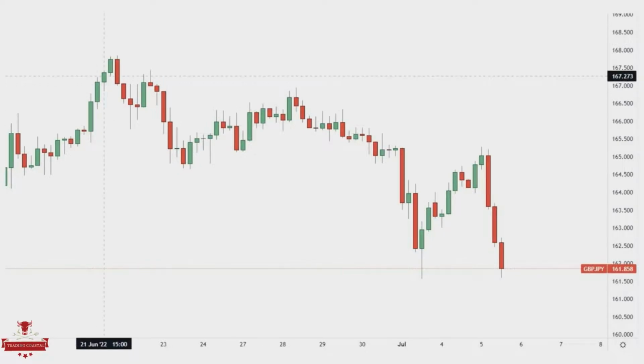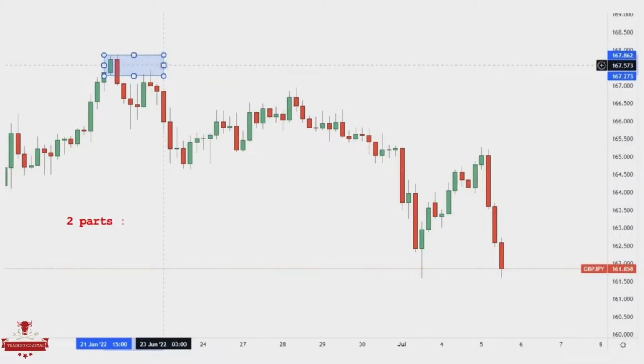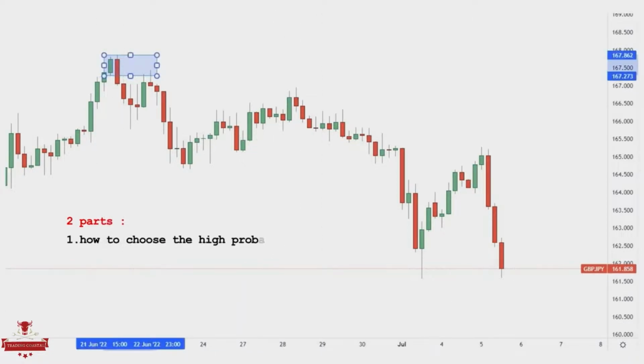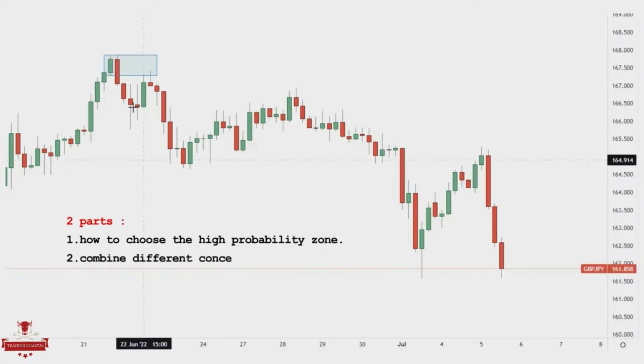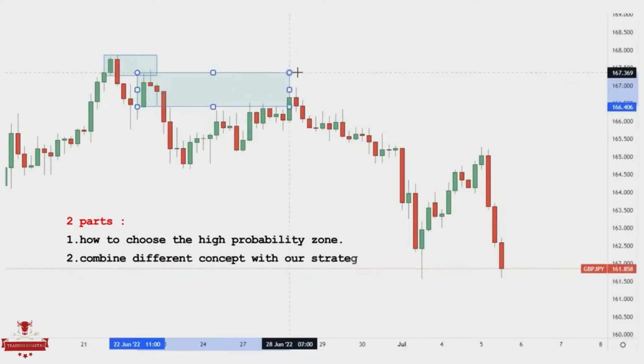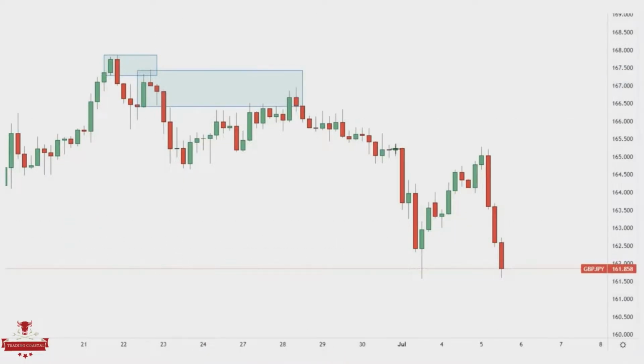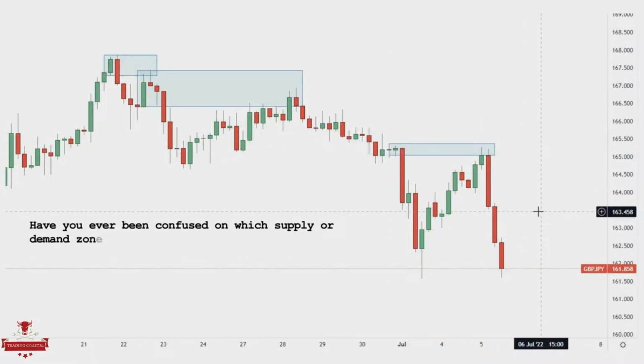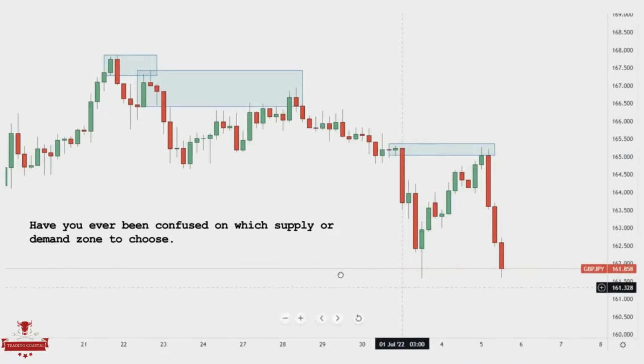This video will consist of two parts. In the first one we are going to explain step by step how to choose the high probability zone. And in the second part we are going to combine different concepts with our strategy. We have here British pound versus Japanese yen, 4-hour time frame. Have you ever been confused on which supply or demand zone to choose after you have highlighted various of them?